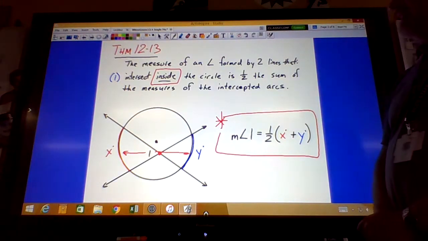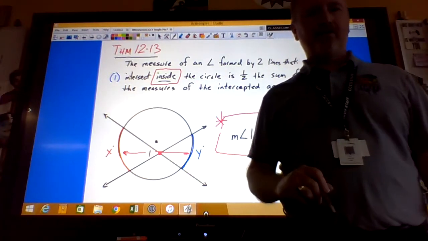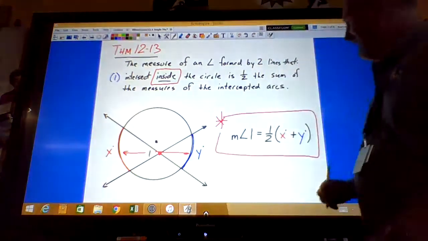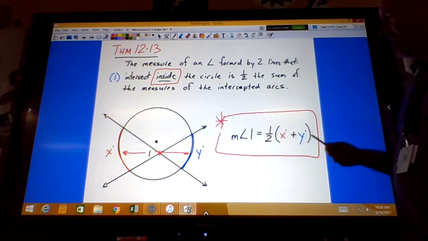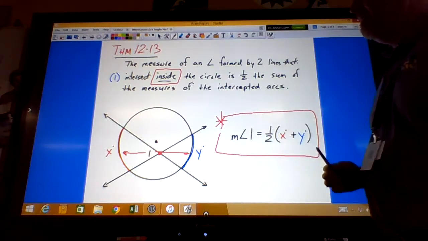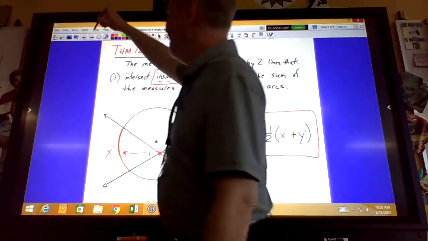And that is when these lines intersect each other inside the circle. Now, on the next slide, they're going to intersect outside the circle, and that changes one molecule of our equation. And you'll see here in just a minute. All right. 2 down, noticeably less than 6 to go.